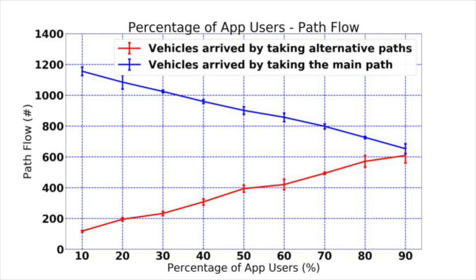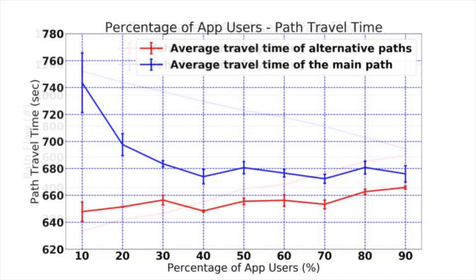This graph shows the change of path flow with increasing app usage. As observed, the red line represents the path flow of all the alternative paths, and it keeps increasing. This is because the demand is specified to be larger than the capacity of the main path at the beginning, in order to cause congestion in the main path. To avoid such congestion, it is very intuitive for app users to reroute themselves to alternative paths. At the same time, the number of vehicles in the main path must decrease.